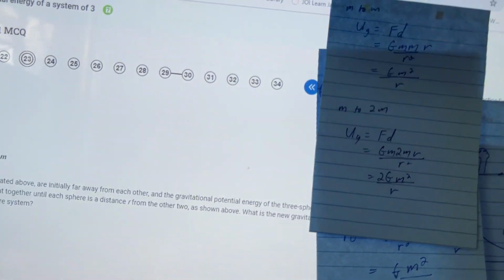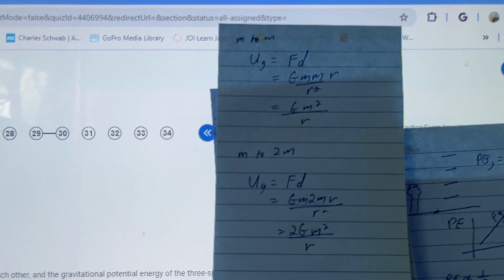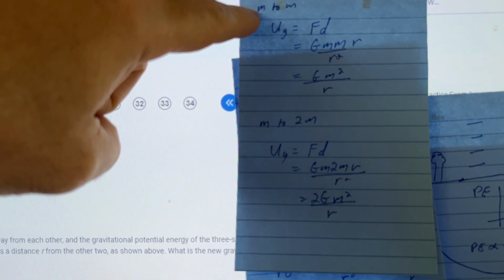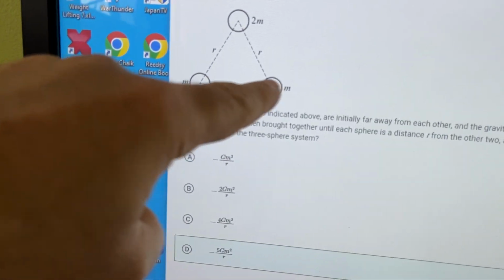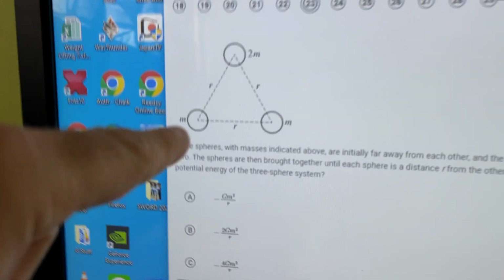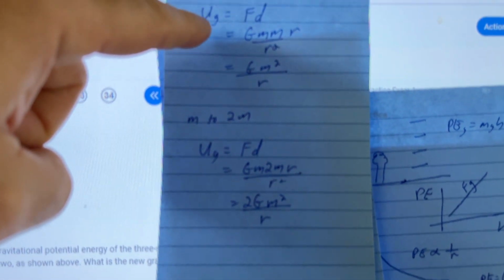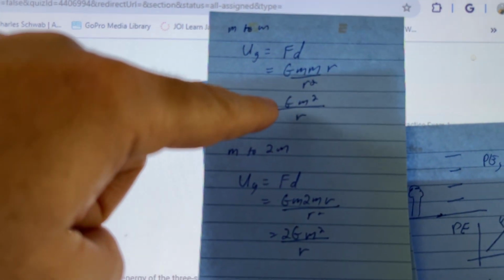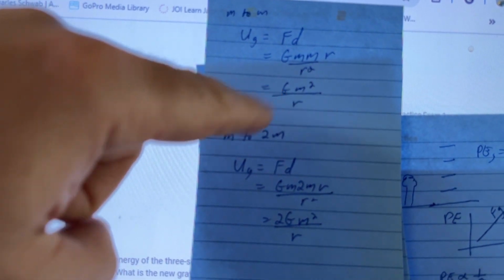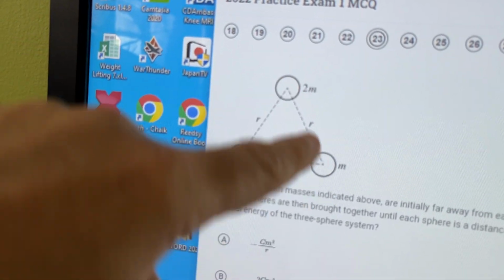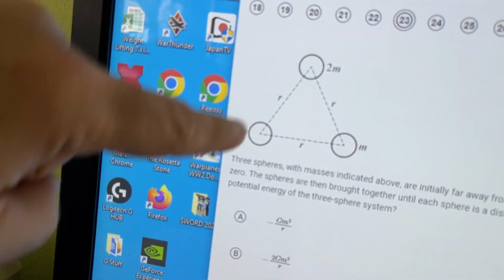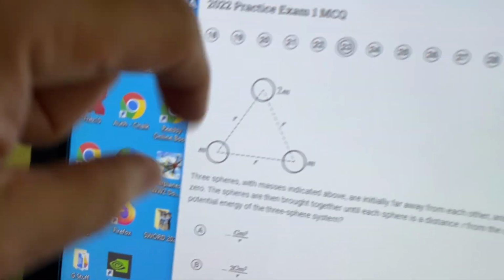Okay, so with that in mind, I'm just kind of restating here between M and M. If I look at the picture, between these two guys, because this is a system now, direction doesn't matter because we're talking energy and work. So between those two guys I have GM² over r. And then between m and 2m, over here I have between m and 2m, and on this side also I have between m and 2m.